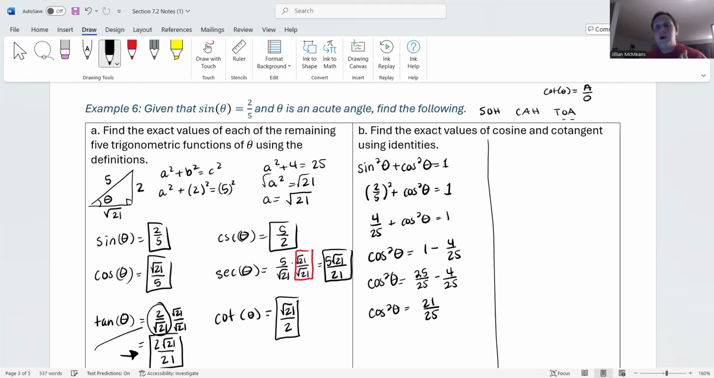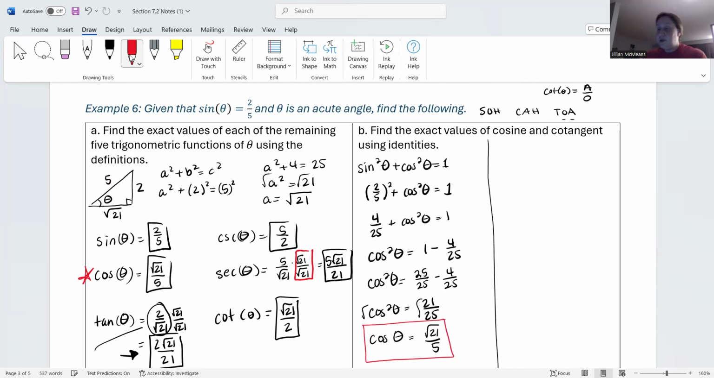Well, it told me to figure out what cosine is, and I have cosine squared at this point. So let's take the square root of both sides. I get cosine theta equals the square root of 21 over the square root of 25, which is just 5. And if we go back over here where we used just the right triangle, we got square root 21 over 5. So this is another way that you could technically use those identities.